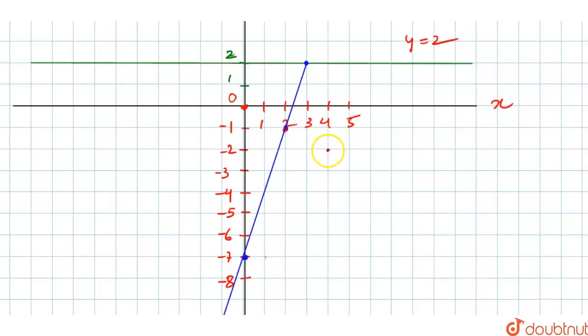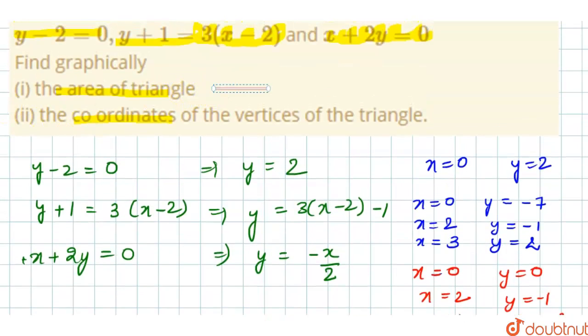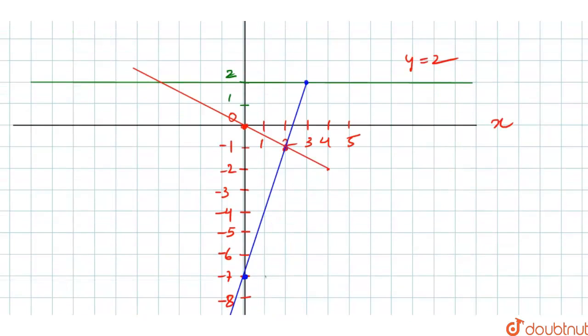Now we will join these points also, and we will get our line. So now we have plotted all the three equations on the graph. Now we have been asked what is the area of the triangle. To find the area, we have the formula: area is equal to half into base into height, right? And here we can see that the triangle is forming here. This triangle is forming here, right?